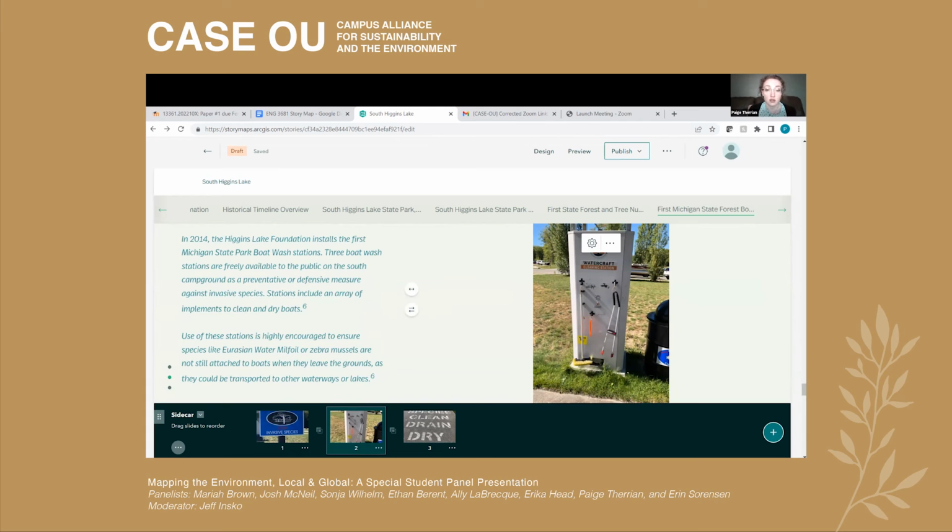And these stations, as you can see in this photograph, include an array of implements to clean and dry your boats. So the use of these is highly encouraged to ensure that species like Eurasian water milfoil or zebra mussels are not still attached to boats when they leave the grounds, because they could be transported to other waterways or lakes.